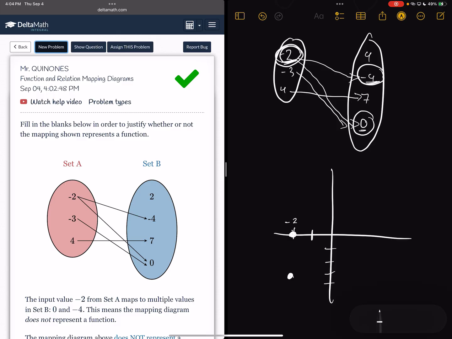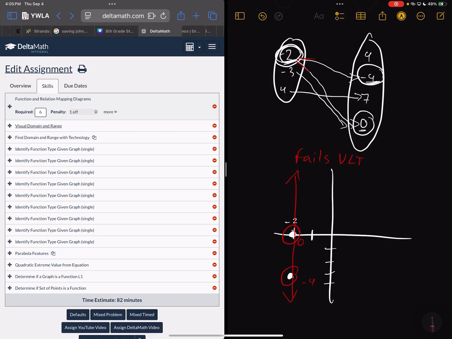You would get two things. You would get the value of 0, because that's in the range, and the value of -4 in the range. This is how it translates from a mapping diagram into a graph. This is why when we see multiple mappings from the input, that means we're going to get two outputs, and this will fail the vertical line test. How do we feel? Does that answer your question? Fantastic. Okay, that is for mapping diagrams.